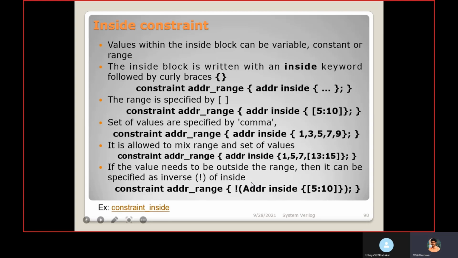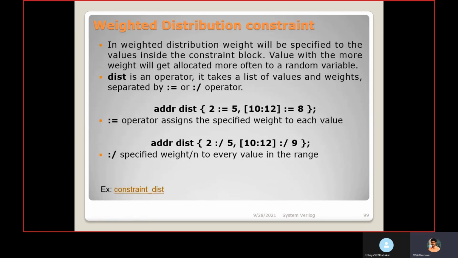The next is the weighted distributive constraint, another type of constraint. Here, this is the operator keyword, and it takes a list of values and weights separated by colon equal. It is used to mention the weightage for the value. Colon equal and colon slash are both used.